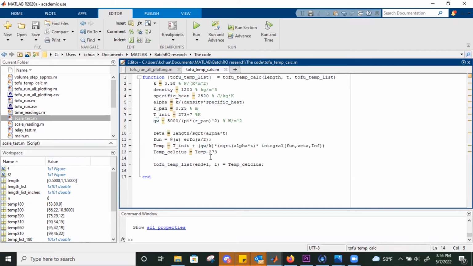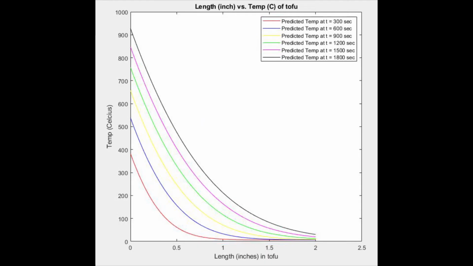Over here, we have the functions that calculate the overall temperature profile that Selby went over previously. We have zeta being integrated, with length of the tofu being iterated over from 0 to 2 inches of tofu. Here are the graphs that we generated. This is the graph of the predicted temperature profile over time of the tofu. The x-axis is the length within the tofu, and the y-axis is the temperature. Each individual line is a snapshot in time.